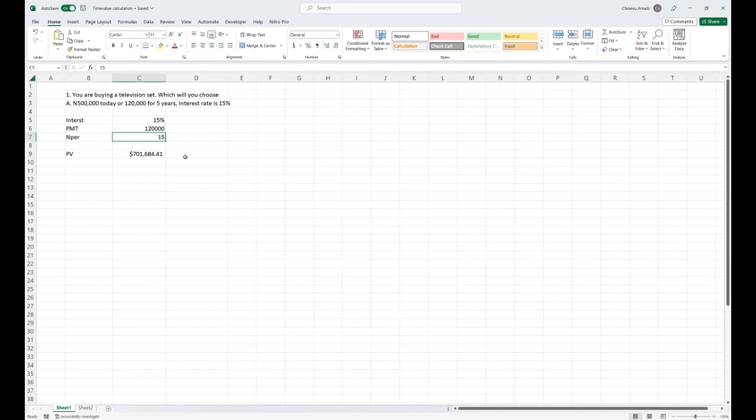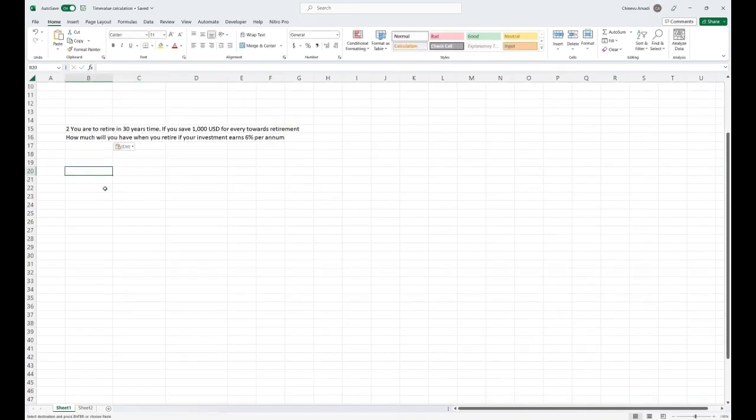One is the spelling, and then the NPER. Number of periods is actually not 15, it's 5 years. So that gives us 402,258 naira, right? Now, if you compare to the 500,000 that we're expected to pay today, notice that the second option is a cheaper option. If you had looked at this at face value, someone would have just said 120,000 times 5 and would have gone for the second option, right?